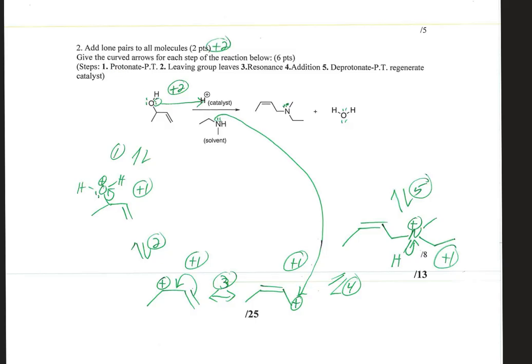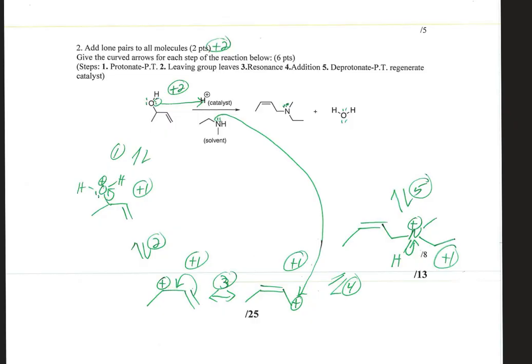First step, proton transfer, protonate. Oxygen gets protonated. So this is an example. OH by itself is not a very good leaving group. But when you protonate it and make water, it's a really good leaving group. So it's a good example of making a good leaving group, or something into a better leaving group. Leaving group leaves.